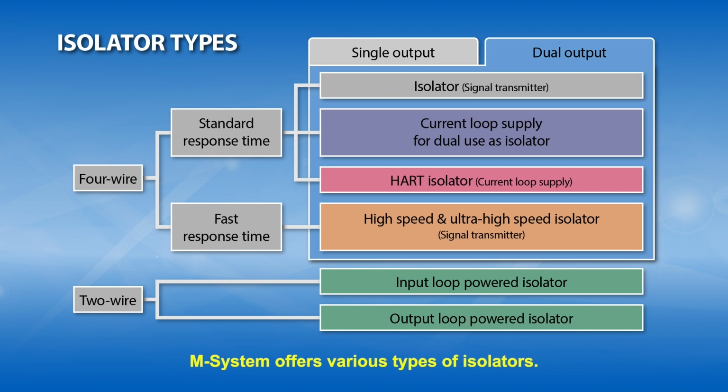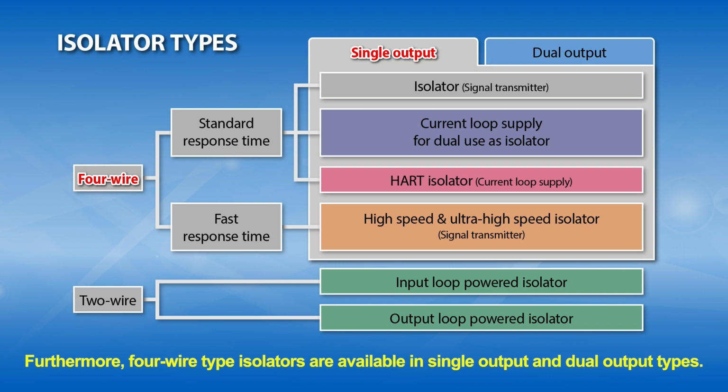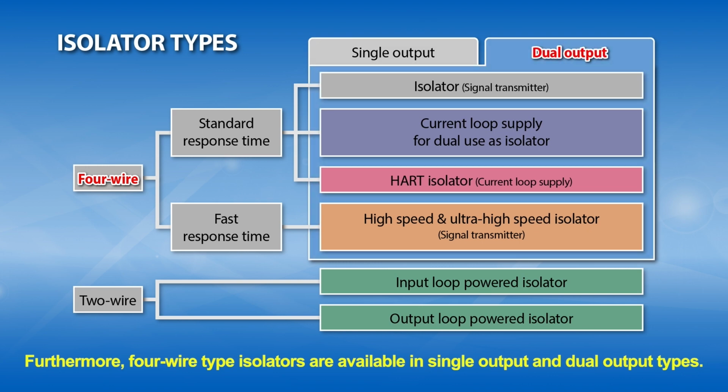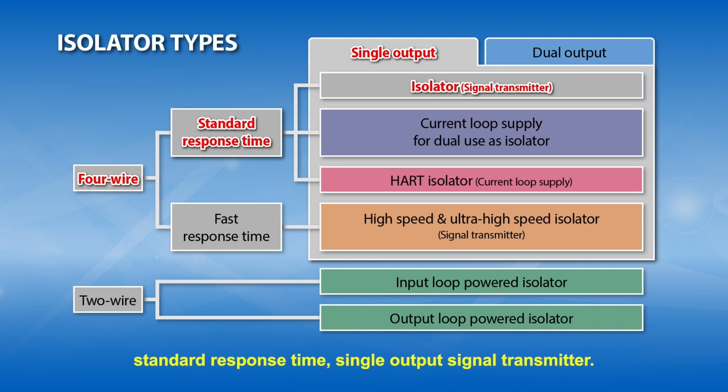M-System offers various types of isolators. The products can be broadly classified into two types: 4-wire types that require an external power source and 2-wire types that do not. Furthermore, 4-wire type isolators are available in single output and dual output types. The most common type of isolator is the 4-wire standard response time single output signal transmitter.